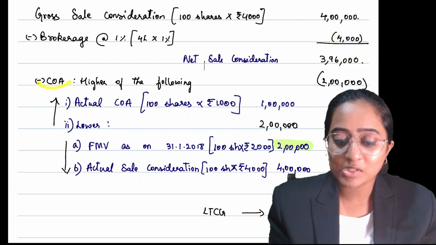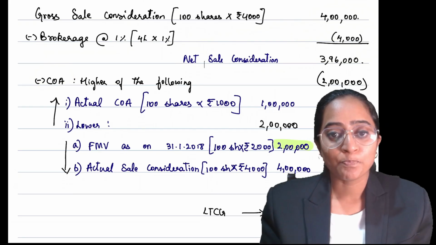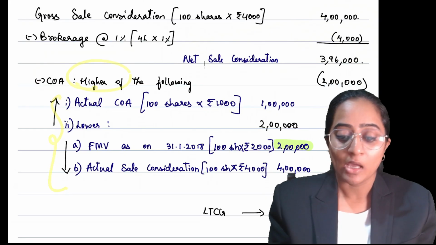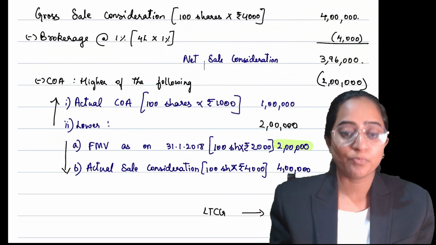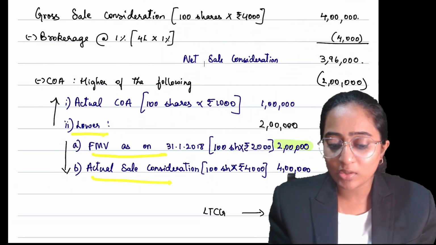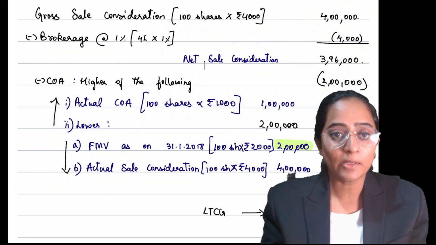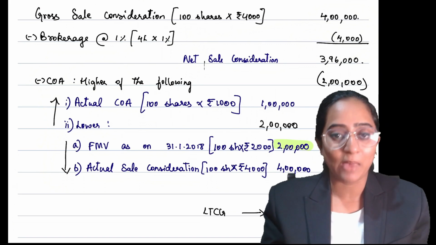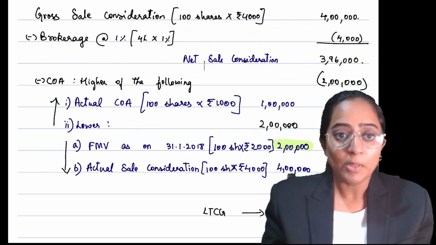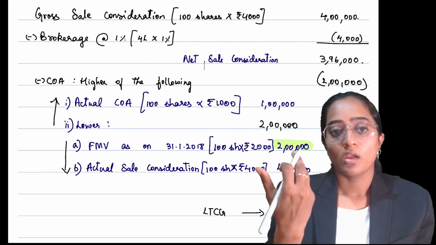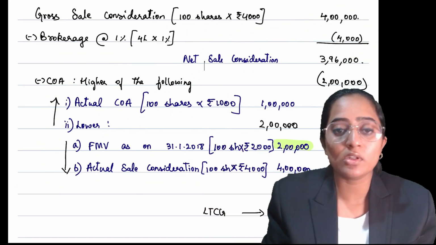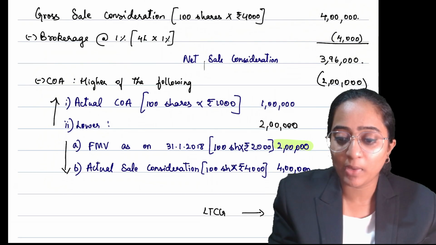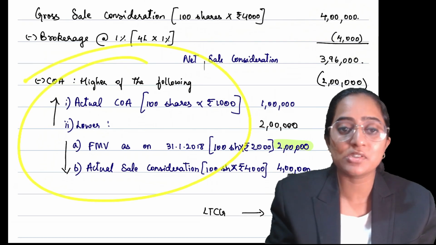When you are determining the cost of acquisition, always remember you have to determine it based on this consideration, that is, the higher of the actual cost of acquisition or the lower of the fair market value or the actual sale consideration. Clear? Now, why do you determine the cost of acquisition in this manner? It is very simple. First of all, you have sold this asset for the value of 4 lakh. Now, what happened prior to this fair market value? I'll tell you the reason why the computation is like this.